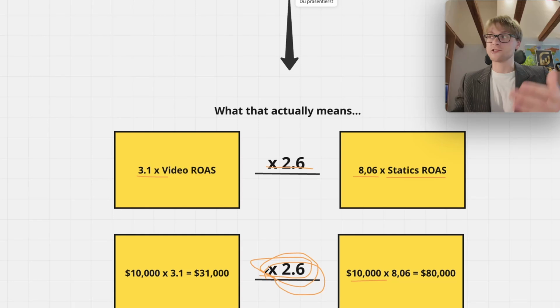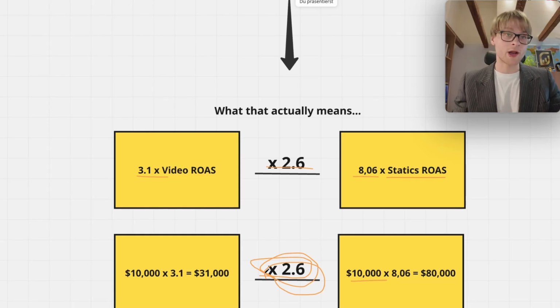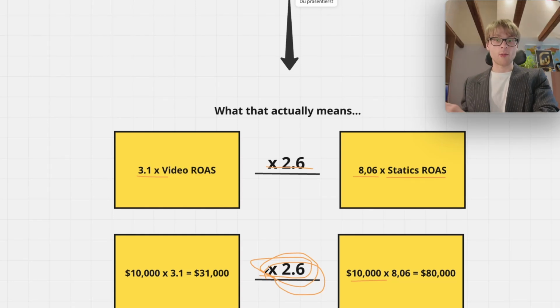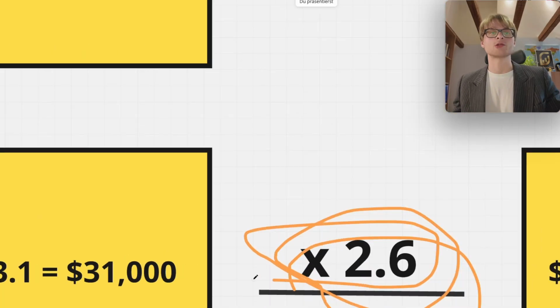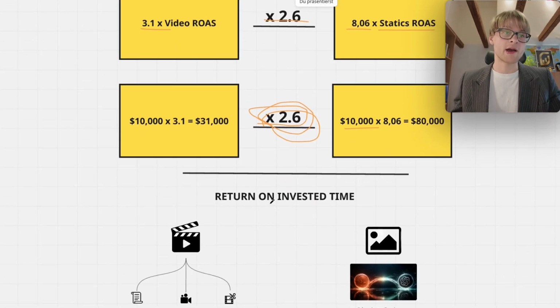And obviously for the statics, you need to iterate. You need to see which is the winning messaging for you. When the statics are performing better, double down on it. We double down on it right now because they're performing better than our videos. Why shouldn't we, right? We would hate money if we didn't.